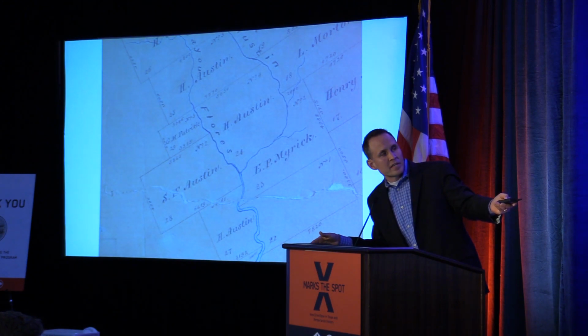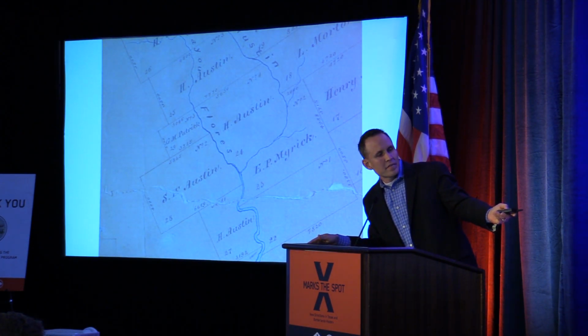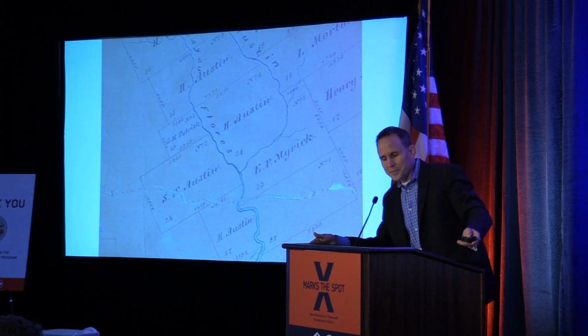Here's another portion of the connected map, which is so big I couldn't possibly show it on the screen. So I'm showing these images of it. But there's Steve. There's Steve's place right there. Right? And there's Henry Austin, his cousin. Poor G.M. Patrick. He's like stuck between them.